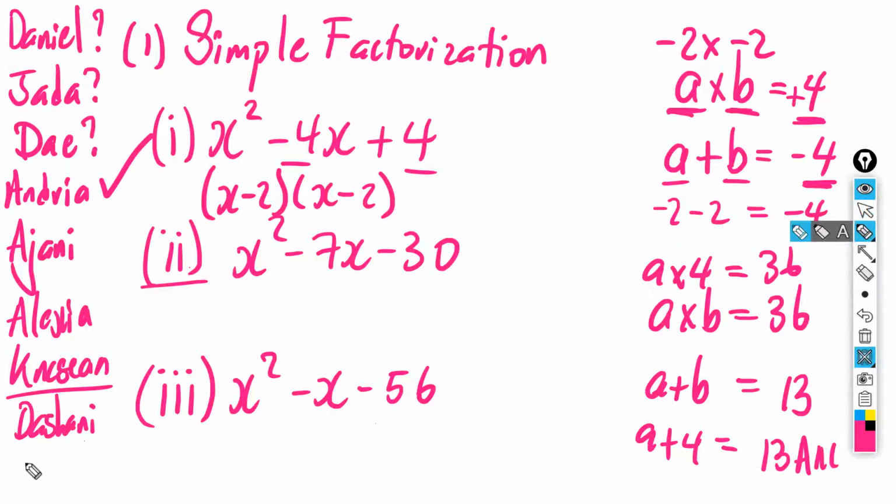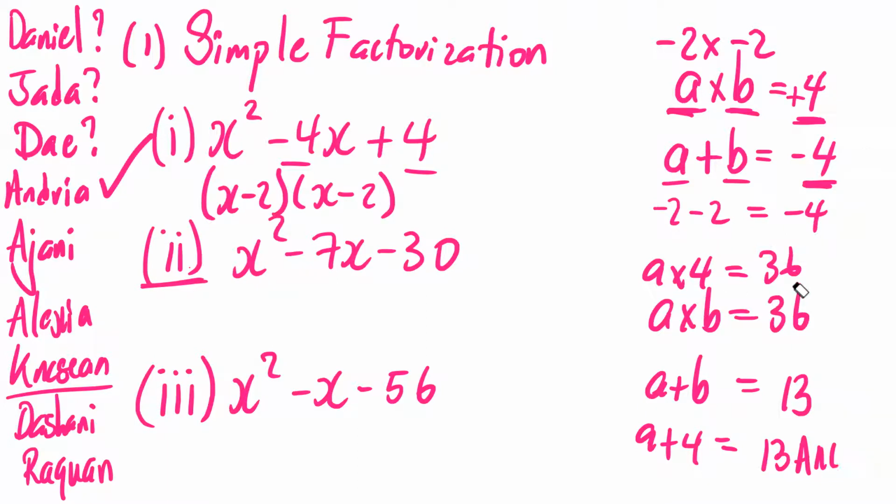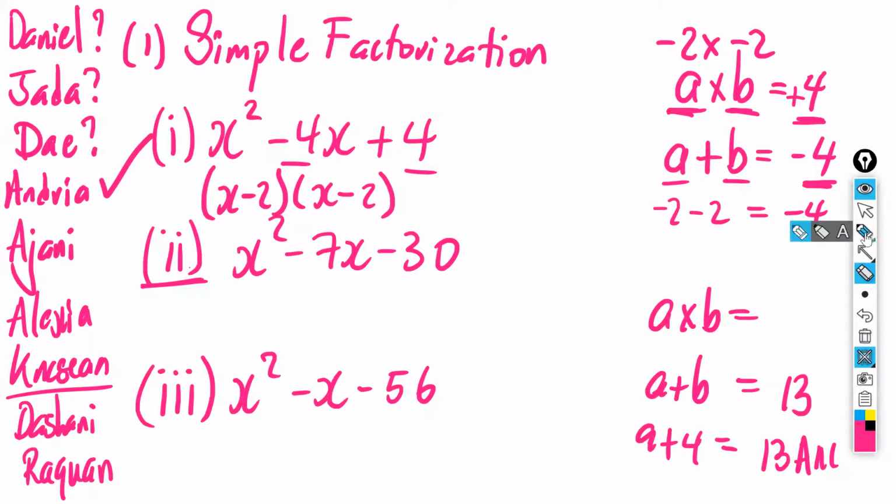Raquan, help me out with this one, bro. Same number 2. I need 2 numbers that when I multiply will give me negative 30. But when I add them, I'm supposed to get negative 7.